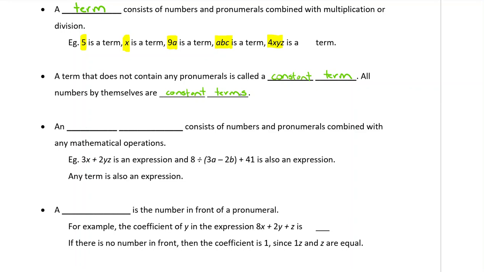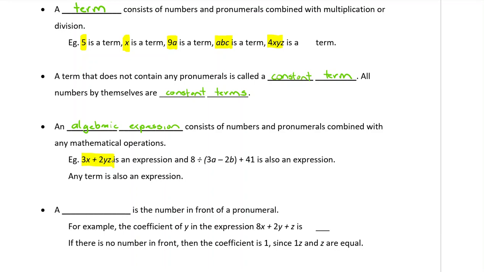Next dot point. An algebraic expression consists of numbers and pronumerals combined with any mathematical operation. So we have a few examples here. 3x plus 2yz. That is an example of an expression. There's two terms in there that are added together.